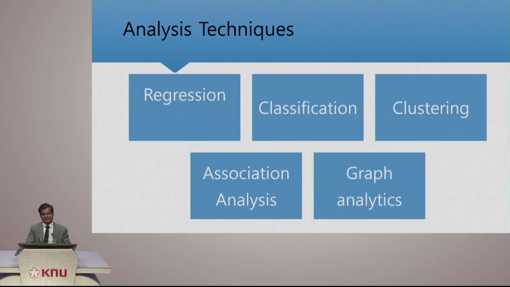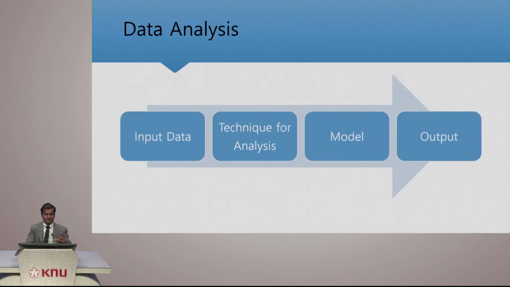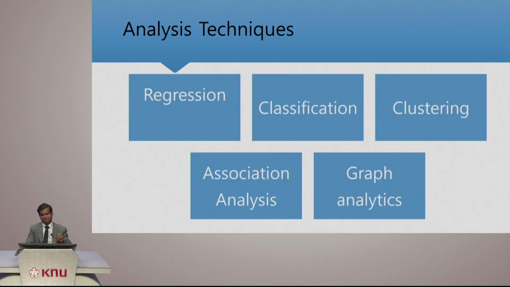Here are the techniques for analysis. Some of them are machine learning methods. As you can see here, regression, classification, clustering. These three are basic machine learning algorithms, along with association analysis and graph analytics, which are still more effective ways of analyzing your data. Let's briefly see what these techniques are, and in another lecture we will discuss more about regression, classification and clustering.